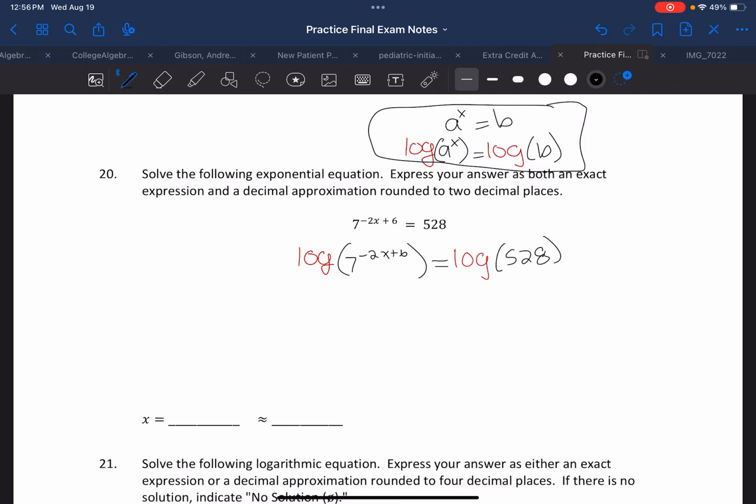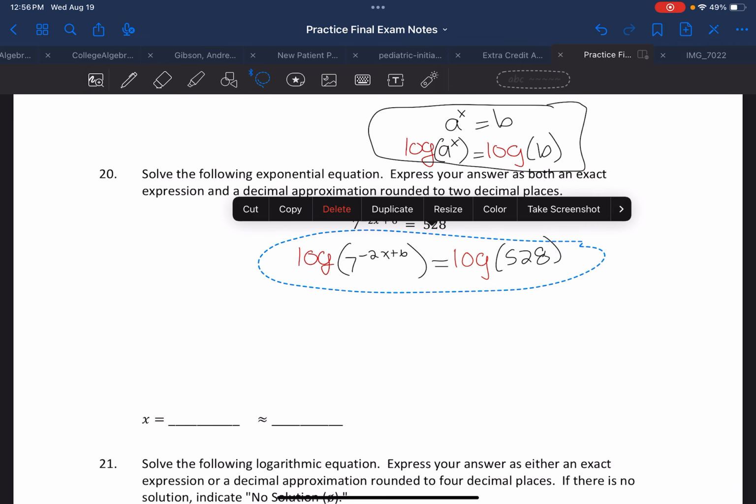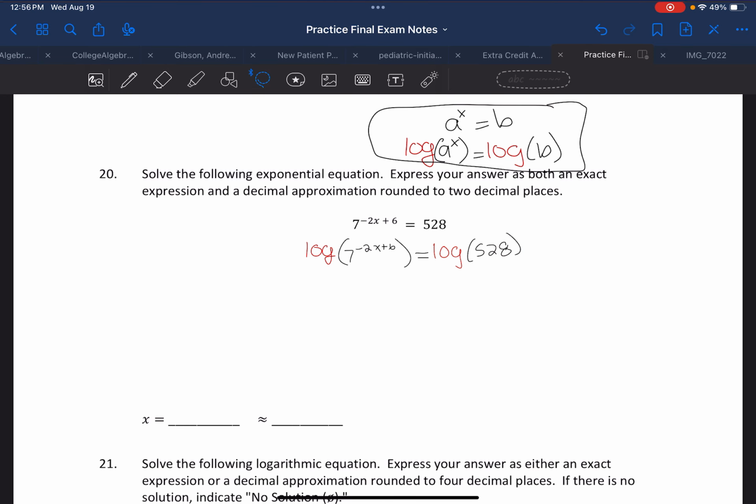Now what I can do, I'm going to make this a little smaller because I'm going to need more room. This first expression has an exponent. The entire negative 2x plus 6 is an exponent of that 7. So I can use that rule that allows me to pull that exponent out front. And because it's more than one term, I'm going to put it in parentheses. And then I can multiply it by what's left, which is log of 7. And I'm going to bring down the rest.